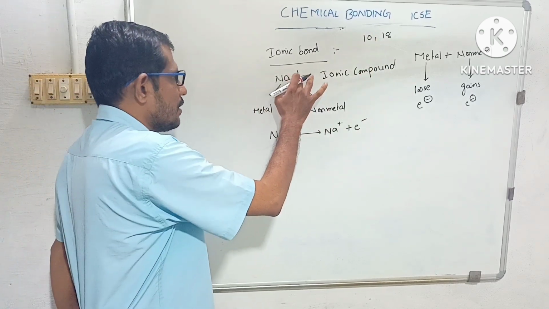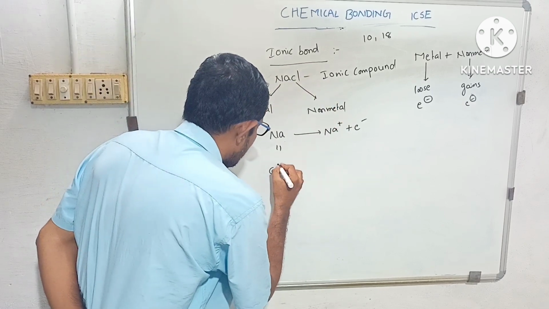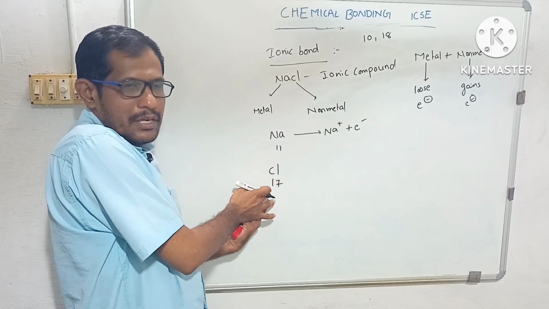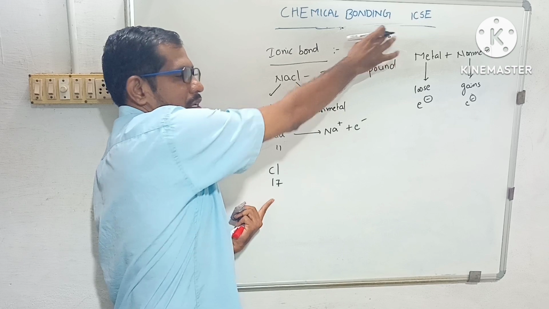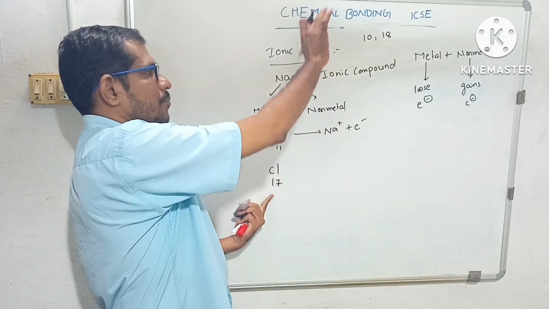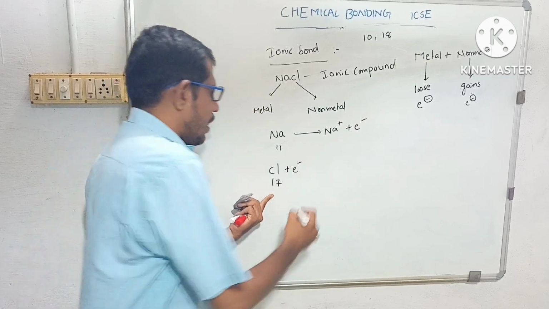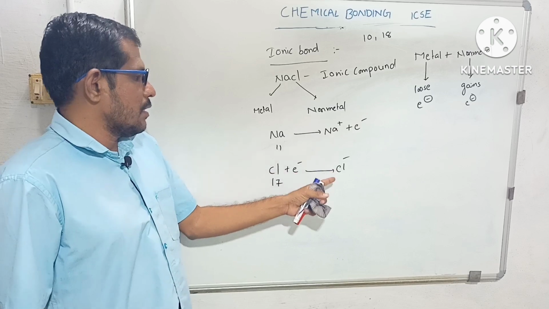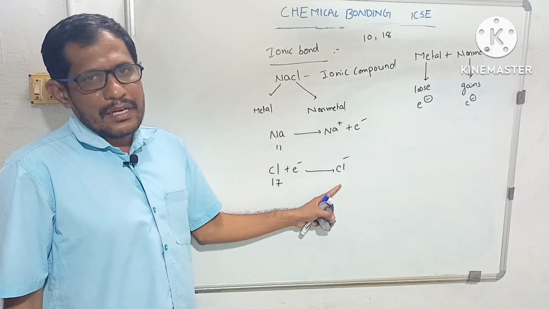Now the other element, chlorine. Chlorine is a non-metal. Chlorine's atomic number is 17. But elements always try to get a stable electronic configuration, that is 18. So it needs to take one more electron and it becomes Cl minus. Now we have Na plus and Cl minus. One has a positive charge and one has a negative charge.